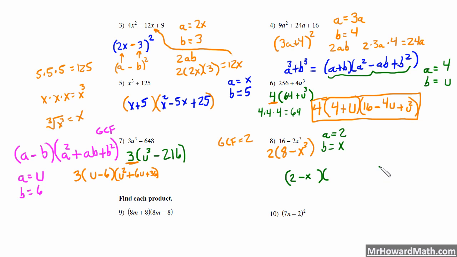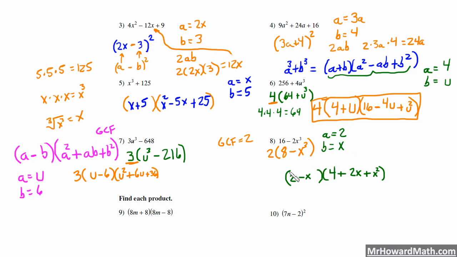Parentheses here. Remember, if it's minus here, this first sign is minus. This sign is going to alternate from this one, so it's going to be plus here, and then this sign over here in our pattern is always plus. So it's going to be b squared over here. That's x squared. It's going to be ab here, so that's 2x. And it's going to be a squared here, 2 squared, so that's 4.